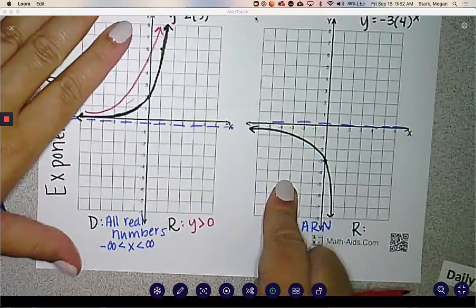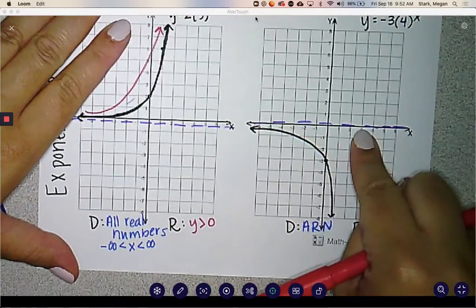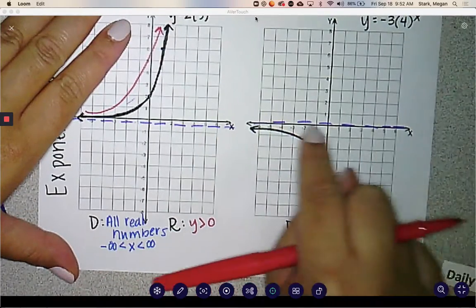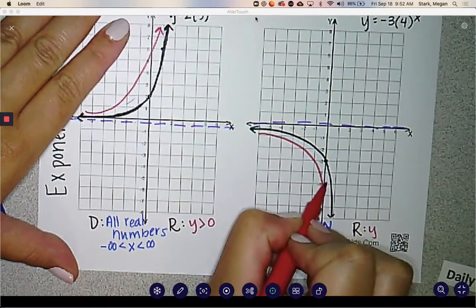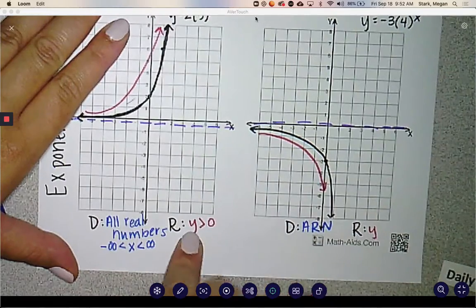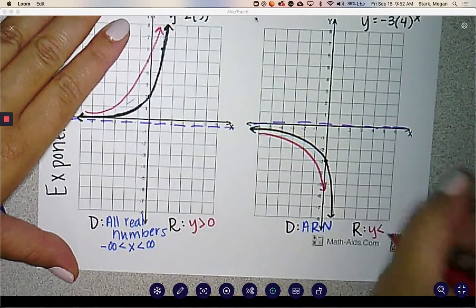Okay, so for this one, we still have that asymptote. There's still that 0 there. Will it ever be 0? No. But notice our graph goes down. So instead of y being greater than 0, now y has to be less than 0.